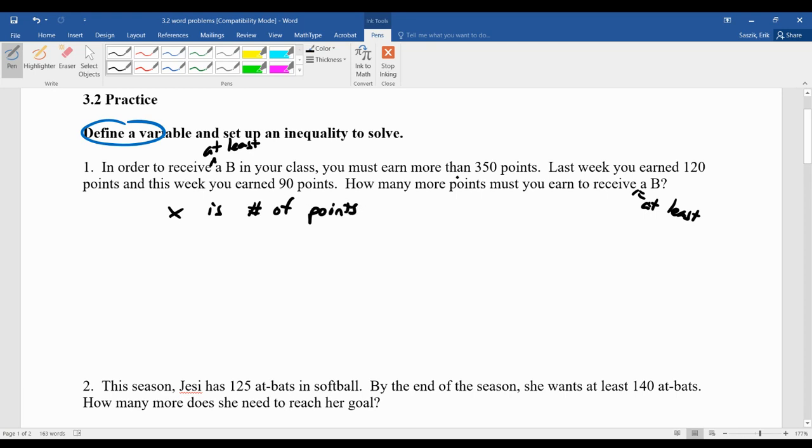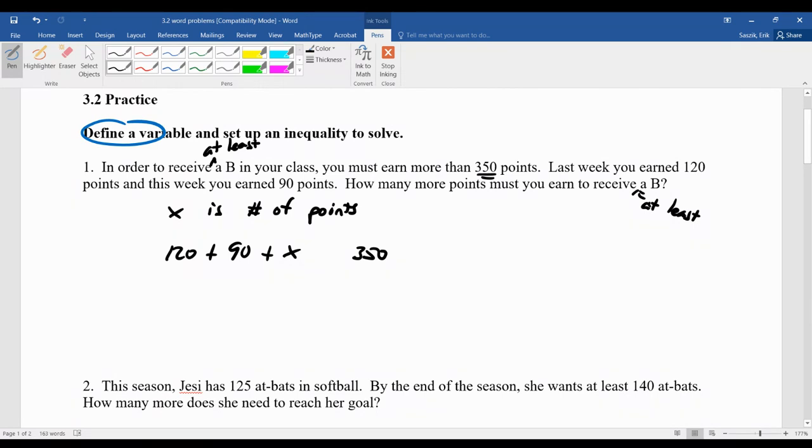And let's start with last week. Last week we had 120. This week you earn 90. Then you're going to earn some more, hopefully. And our threshold is 350. So where you have to spend a little bit of time is thinking, what is this inequality sign going to be? Which direction is it going to go in? And should it have a line underneath it or not?